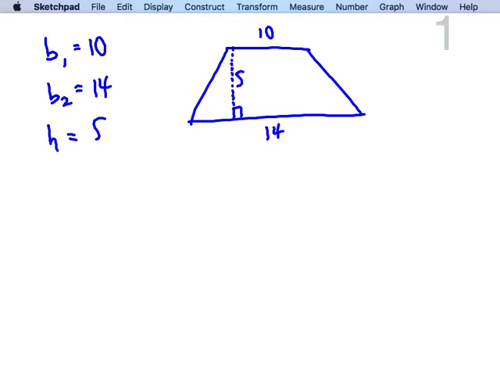We'll do the easy one first. For units, let's use centimeters.